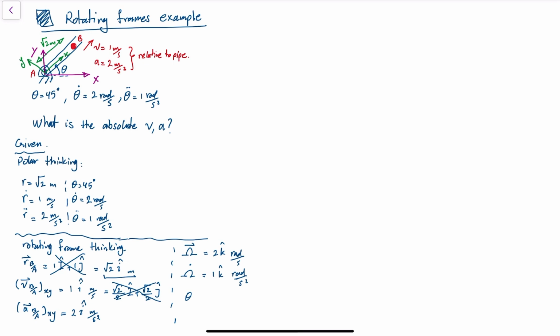It is given, so let's keep it, but I don't think we will need it because that information is already encoded. Is it? Kind of, yeah, maybe not. Theta is 45 degrees, or I don't know if we need it, but let's write it as pi over 4 radians. All right, this is all the known information written in the language of the rotating frame.